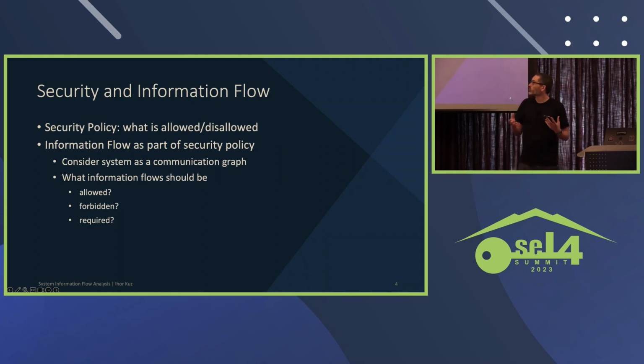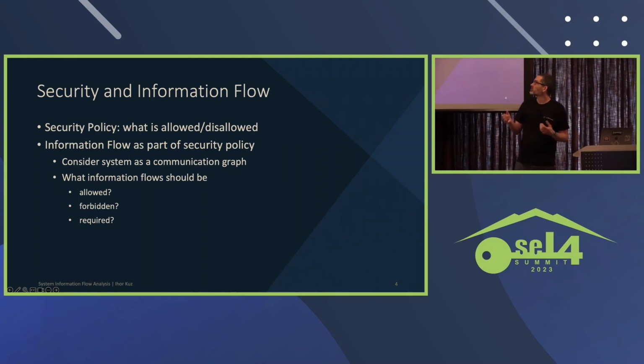When we talk about information flow as part of a security policy, we typically consider our systems as a communication graph. So we've got components that communicate with other components. And then we want to talk about what information flows there are in this kind of communication graph system. In particular, we want to say what information flows are allowed in these systems, what's forbidden, and potentially what flows are required in the system for it to be secure.